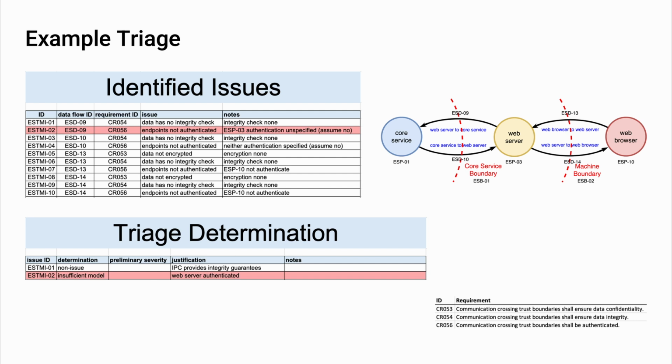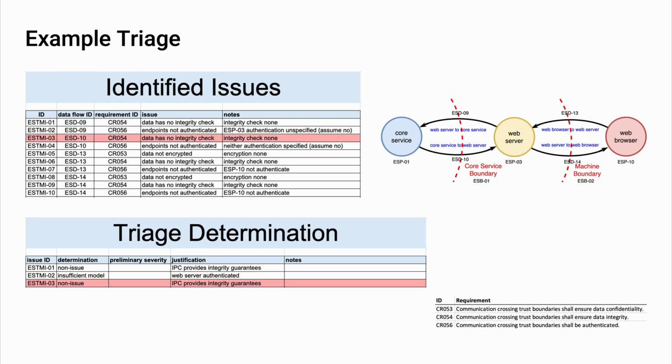Our determination, upon consultation with the development SME, is that this is a model insufficiency issue. We know that the web server is authenticated. Now, it's not necessary to go into how it's authenticated or why it's authenticated. This is a threat candidate triage activity. The actual implementation is not the focus here. Suffice it to say that this is not an issue because we have a model insufficiency. For the third issue, we're dealing with data flow ESD10, which is from the core service to the web server. The requirement that's violated here is one of data integrity, and it's the same issue that we had with the first issue.